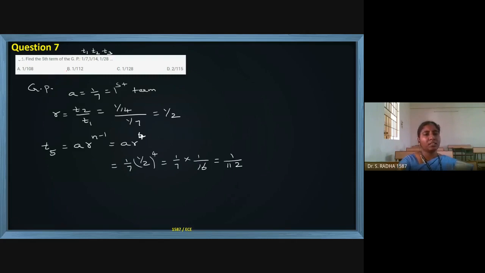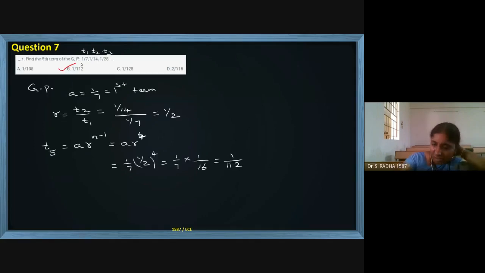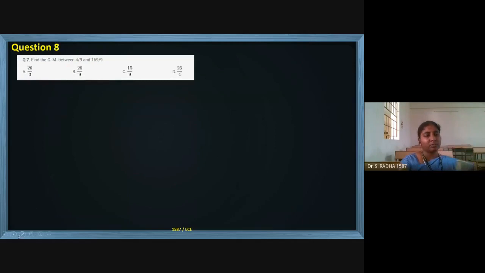If you are getting the answer, kindly post in the chat box. Find the geometric mean between 4 by 9 and 169 by 9. I already gave the formula for geometric mean. Two numbers are there, A and B. The geometric mean formula is square root of AB. Kindly operate. What is the answer? If you are getting the answer, post in the chat box.